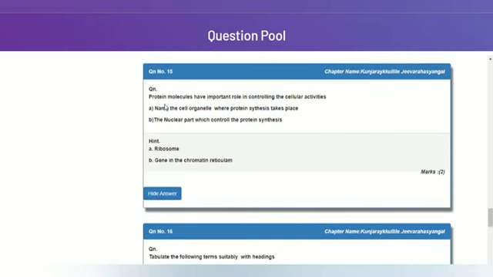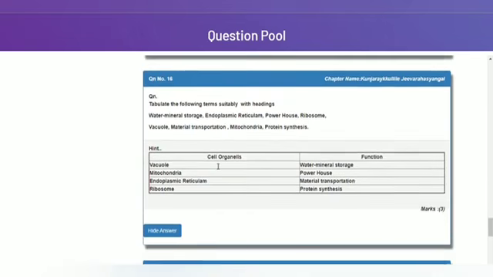15th question: protein and nucleus molecules have an important role in controlling the cellular activities. First, name the cell organelle where protein synthesis takes place. That is the ribosome. The nuclear part which controls the protein synthesis: gene in the chromatin reticulum.